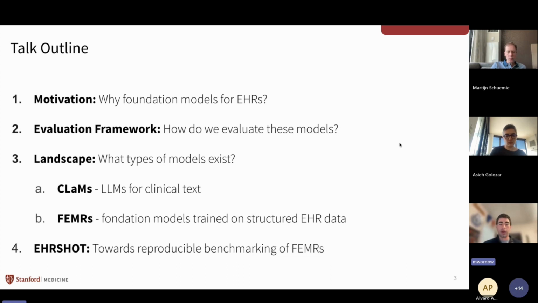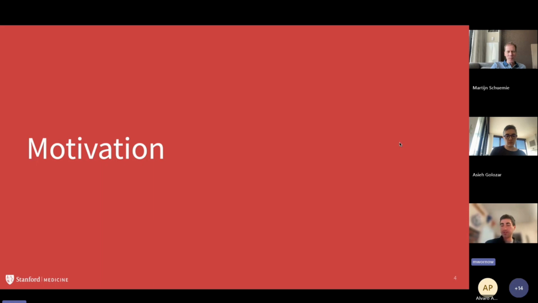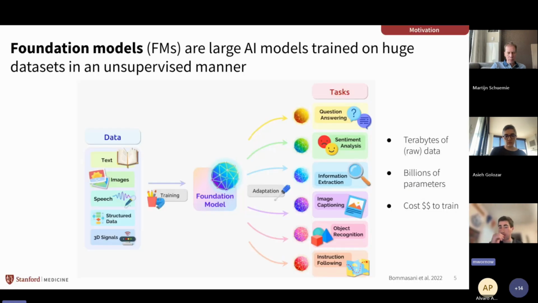Cool. So without further ado, I'll hop right into why should we care? What is the motivation for this? As I'm sure folks are familiar with, a foundation model is basically just a large AI model that's trained on a large amount of data, typically in an unsupervised manner, meaning the data is unlabeled, which is nice and convenient for us in a healthcare setting because it's expensive to label data.